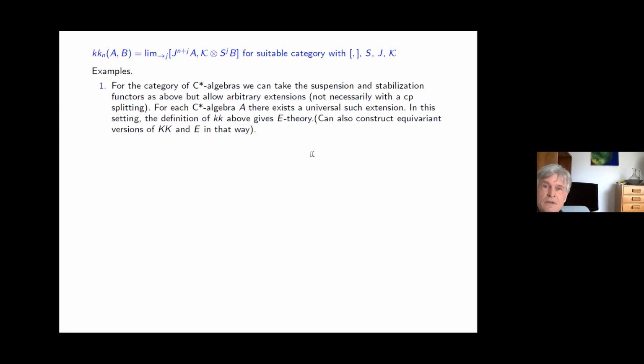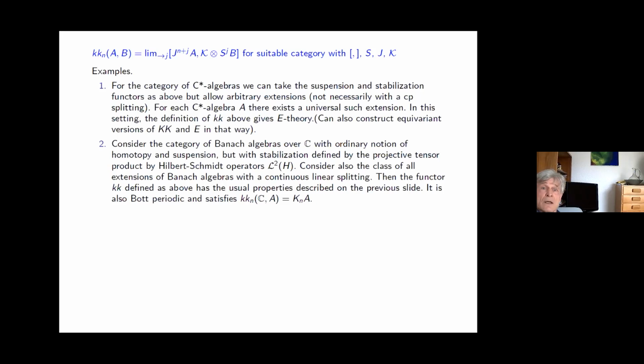In fact, a big advantage of Kasparov's theory is that it's also equivariant. One can even do it in the equivariant setting for arbitrary locally compact groups, but that will be not so elegant and maybe not so useful, but one can do it. So you can also reproduce Kasparov's equivariant theory by using the suitable stabilization and suspension and so on and extensions.